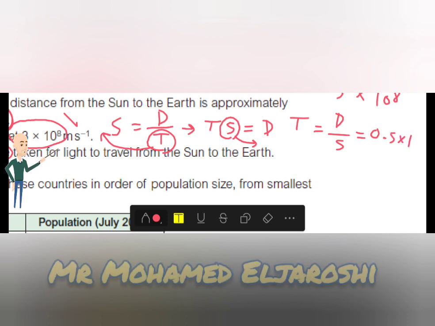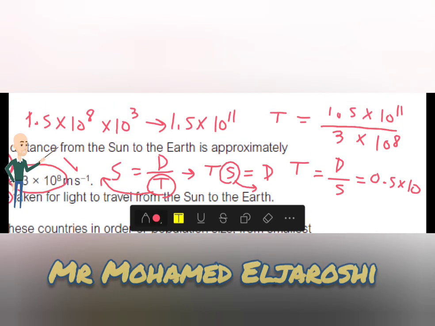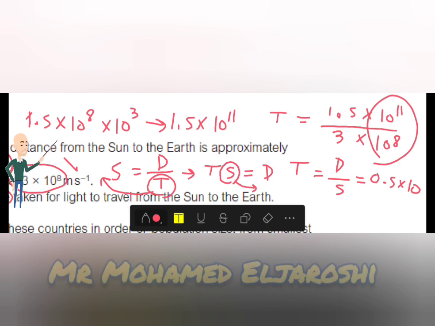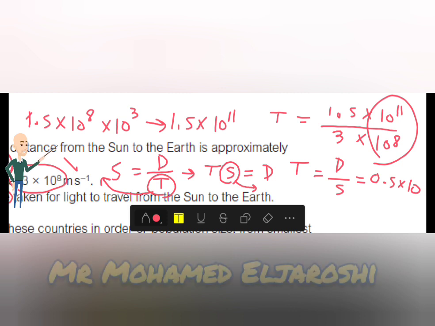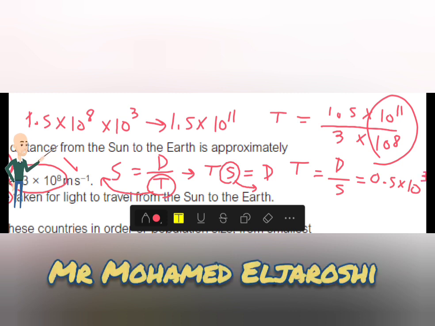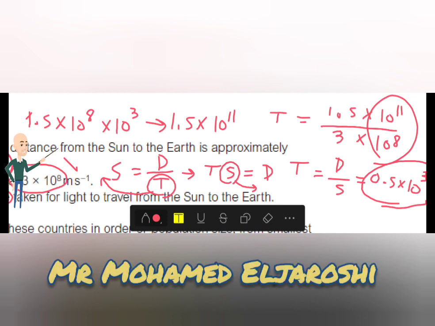Multiplied by a 10 with a power. Now the power will be what? Very good. We're going to divide these: 10 power of 11 divided by 10 power of 8. We subtract the powers. So 11 minus 8 equals what? Very good. It's 3. So let me fix this. So the answer is what? It is 0.5 multiplied by 10 power of 3 seconds. And this is how you answer a question like this.